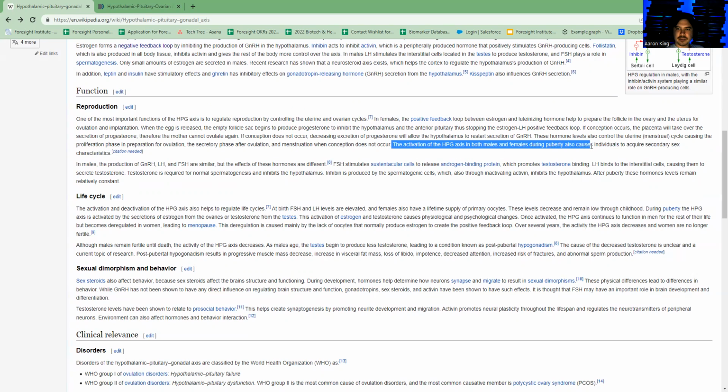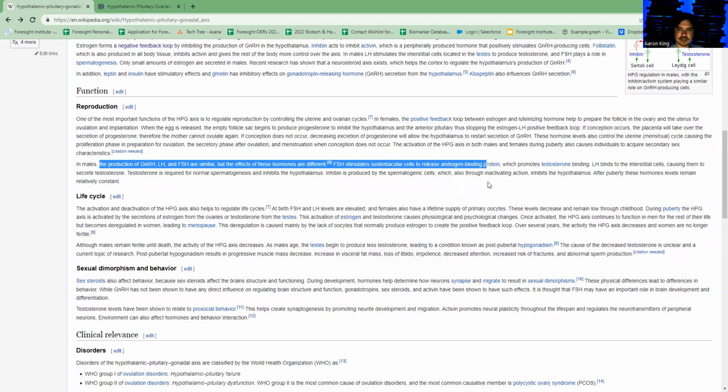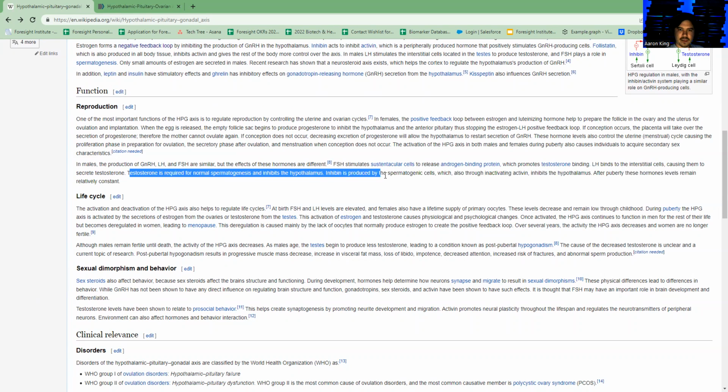Activation of the HPG during puberty also causes individuals to acquire secondary sex characteristics. Citation definitely needed. FSH, so it's distinct. Androgen binding protein. Testosterone inhibits the hypothalamus. Inhibin, I think I've seen that term before. Activin, definitely seen that before. Relatively constant. Okay.